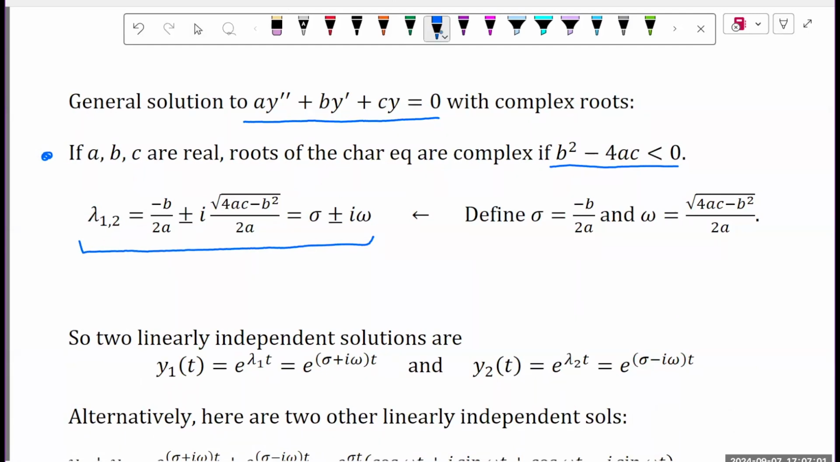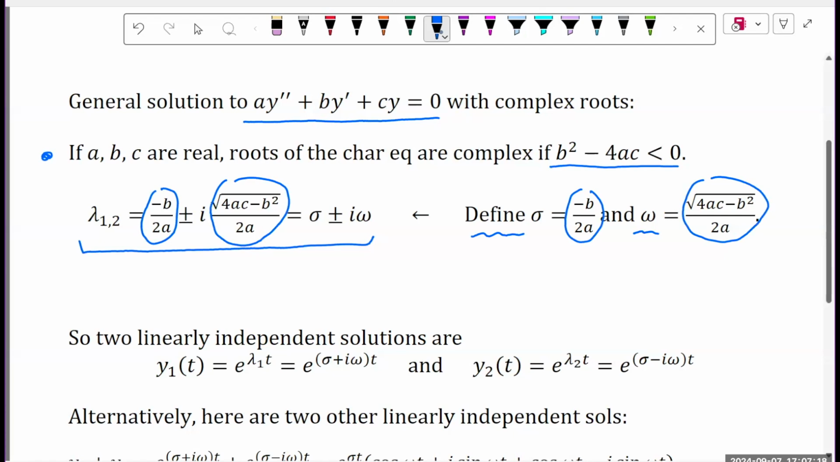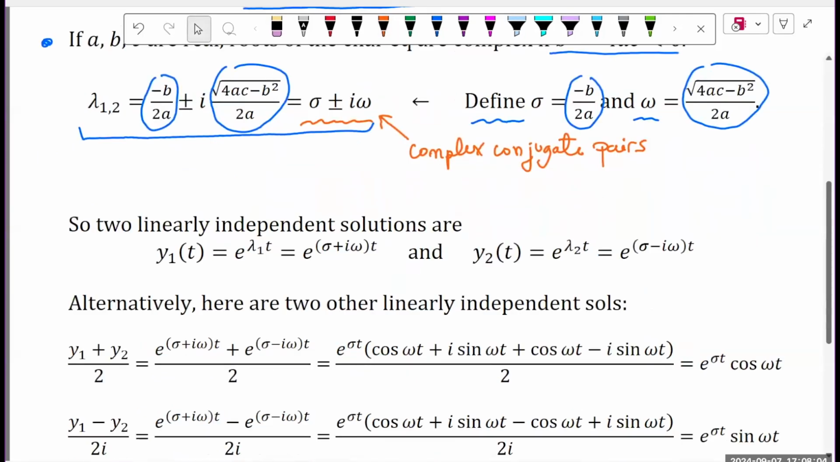If we define sigma to be minus B over 2A and omega to be root 4AC minus B squared over 2A, then we can rewrite the roots as sigma plus or minus i omega. This is a useful reminder that the roots of a characteristic polynomial are always going to come in complex conjugate pairs. Using this formulation, two linearly independent solutions then are given by e to the lambda 1t, which is written as e to the sigma plus i omega t, and e to the lambda 2t, written as e to the sigma minus i omega t.